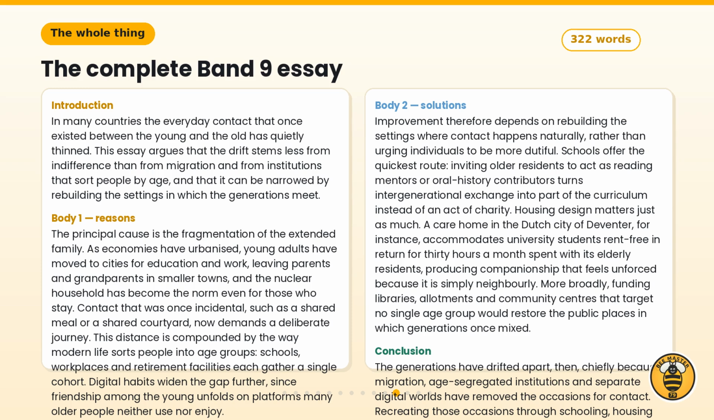Here is the whole essay on one slide, so pause the video and read it as an examiner would. 4 paragraphs, both questions answered, and every solution tied back to a reason. Notice how short it is. You do not need 400 words to reach band 9. You need control.